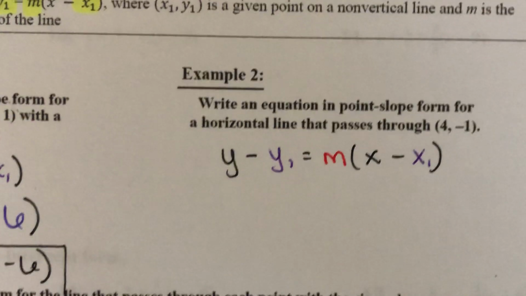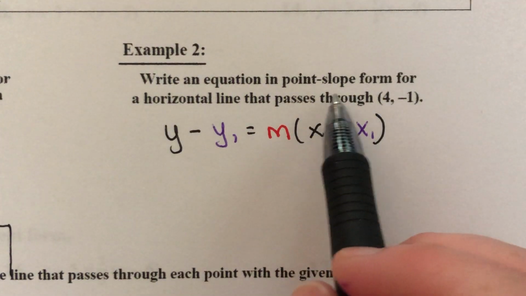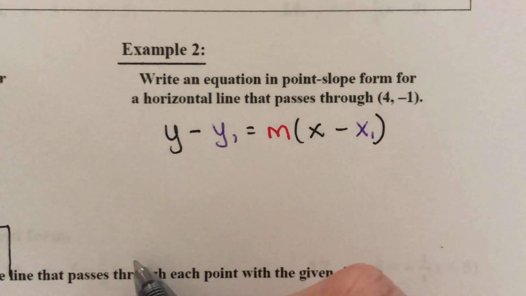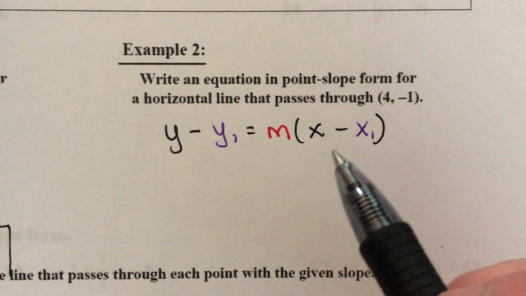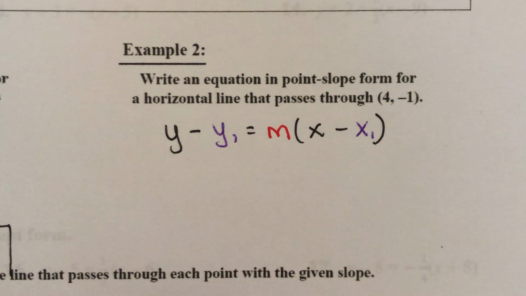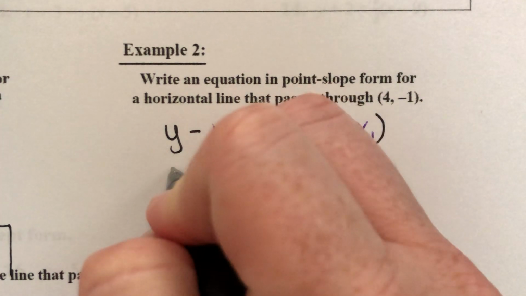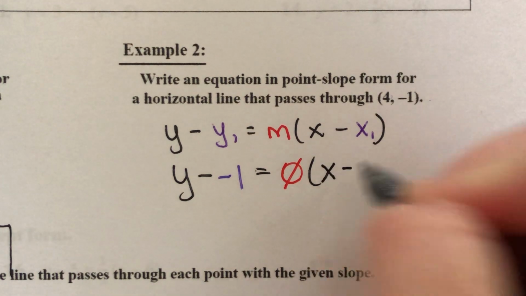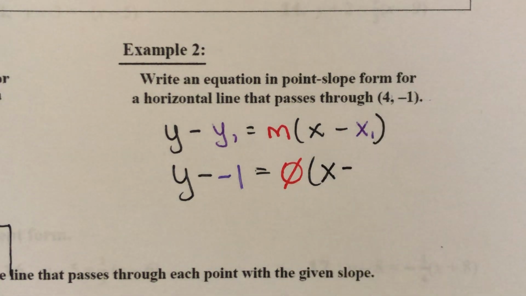Okay, we're gonna do it one more time. Got another one here. Write the equation in point-slope form for a horizontal line that passes through (4, -1). Now I will tell you that a horizontal line has a slope of 0. So we're gonna plug a 0 in for m there, and I'll go over that in just a minute. So we're gonna have y minus, and then the y value of my point on my line is -1, equals, for a horizontal line, the slope is 0, times x minus the x value of the point on my line, which is 4.